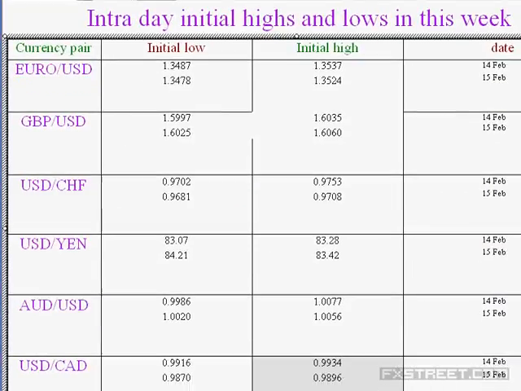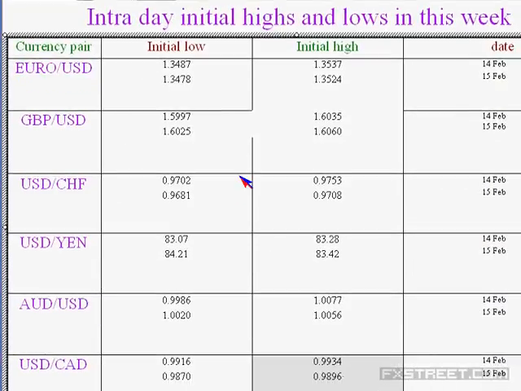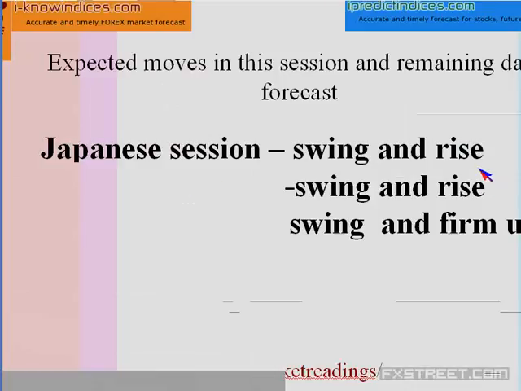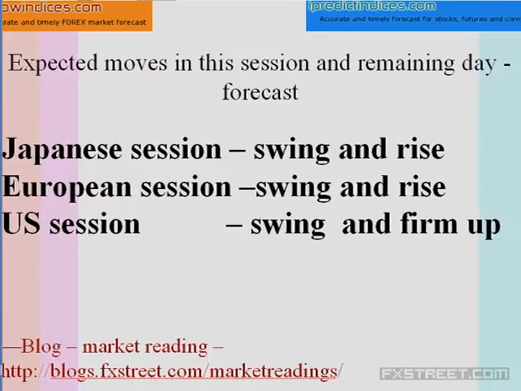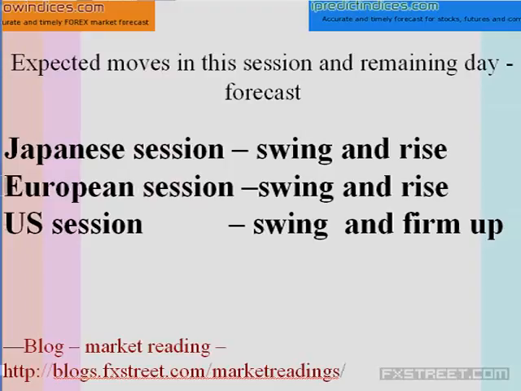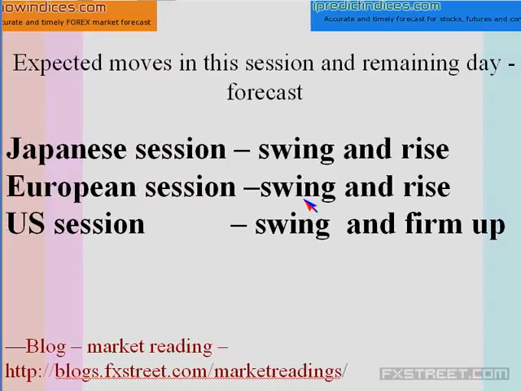So expected market moves for today. Japanese session swing and rise moves are expected. And European session, a very good rise is expected. Initial swing, at that time they may just make a small dip quickly in some currencies, not all, in order to handle the crosses, then quickly gain the levels. So such dips are buy opportunities during early European session.